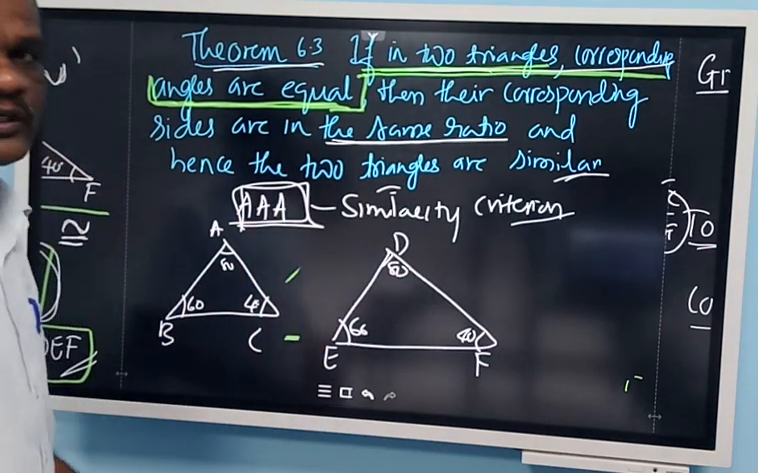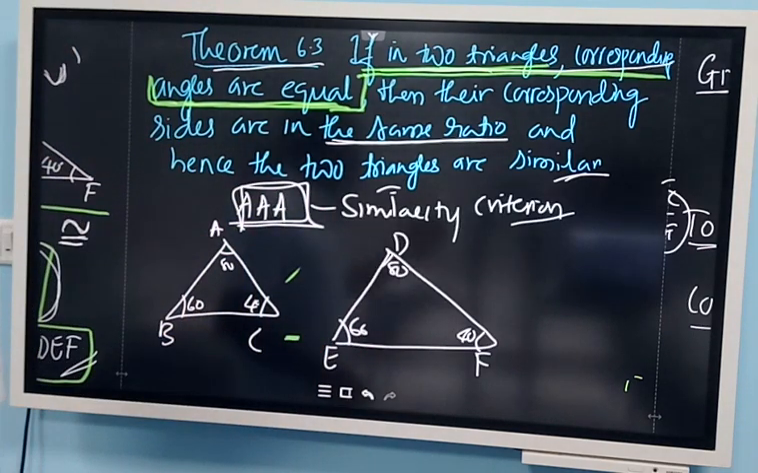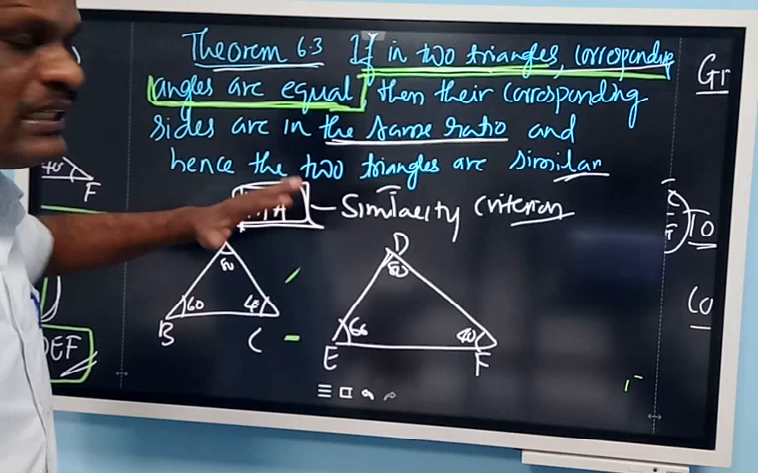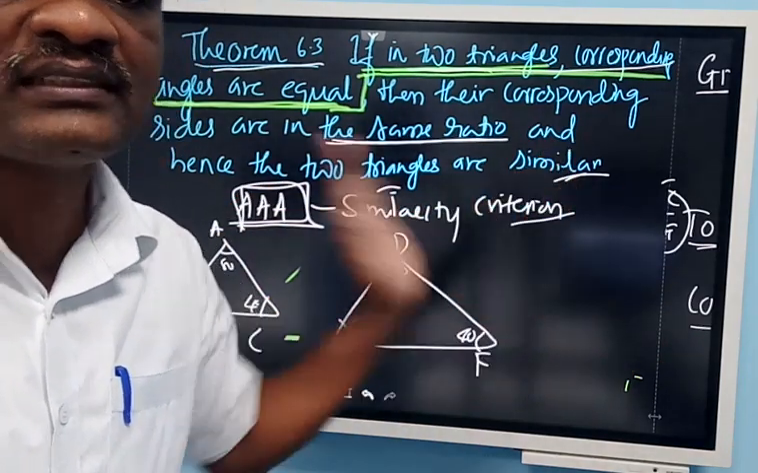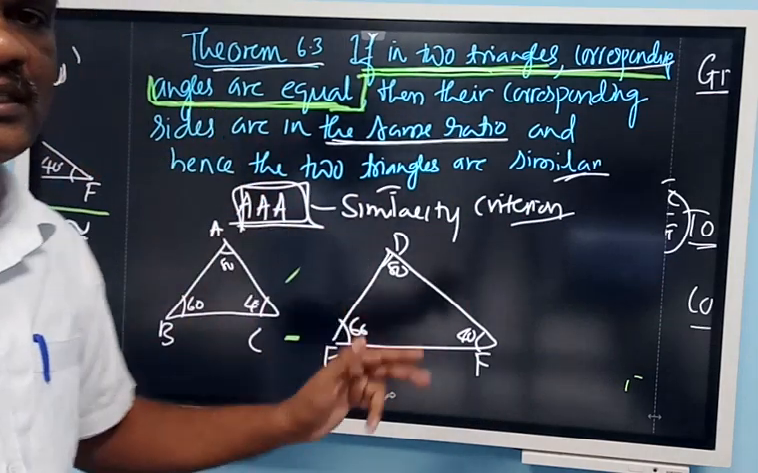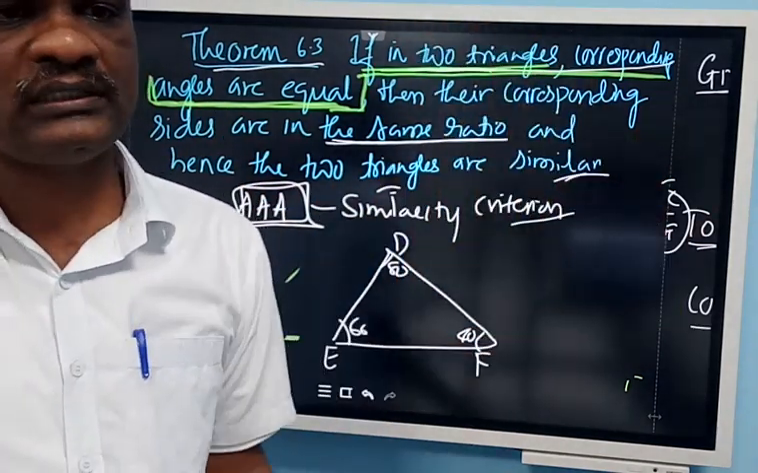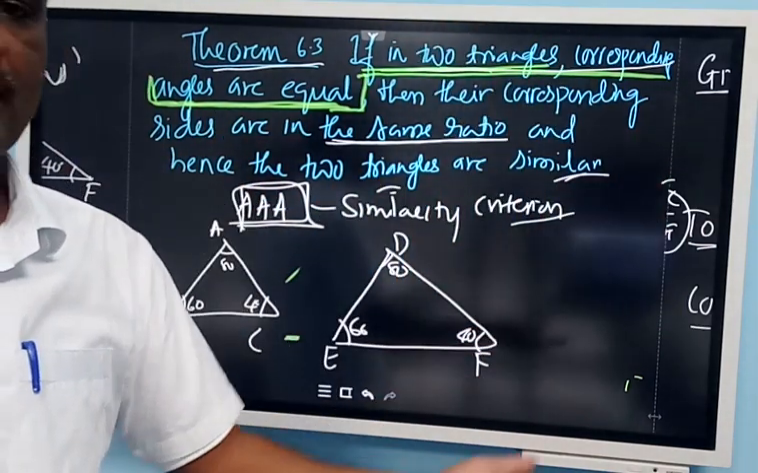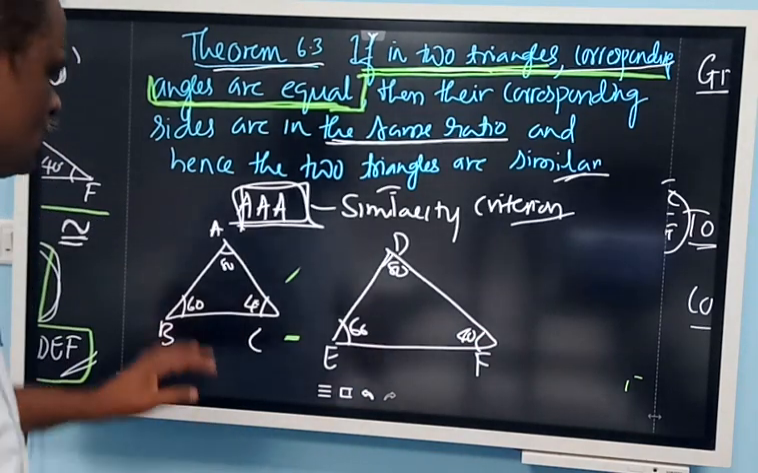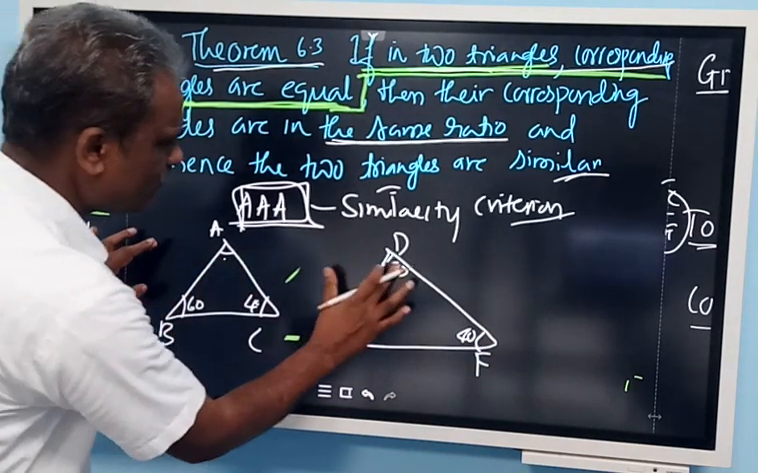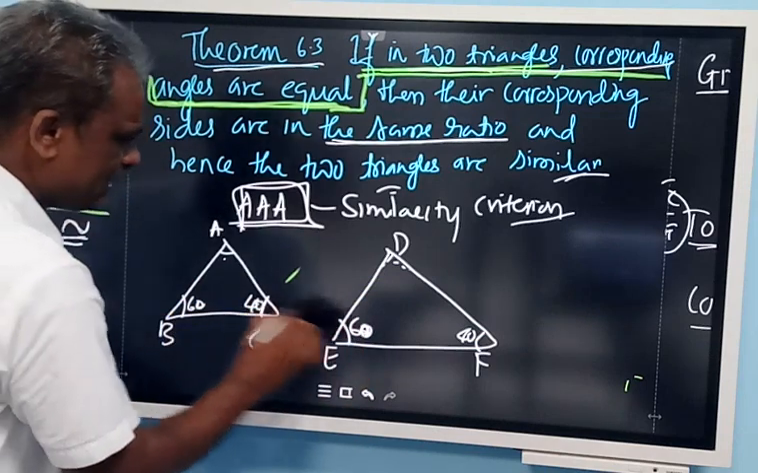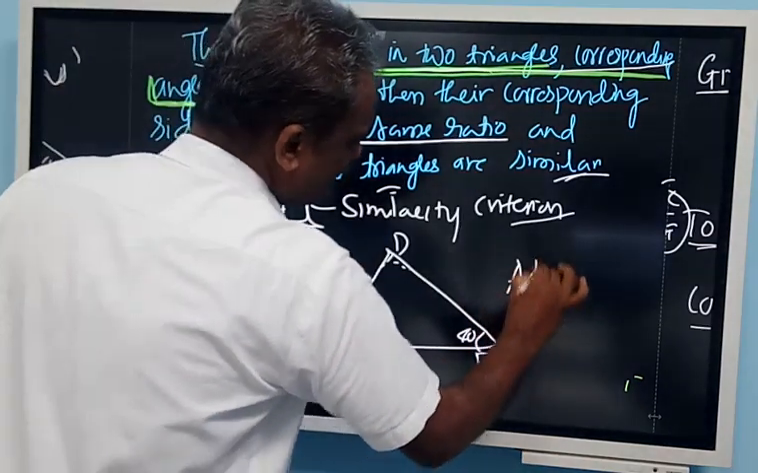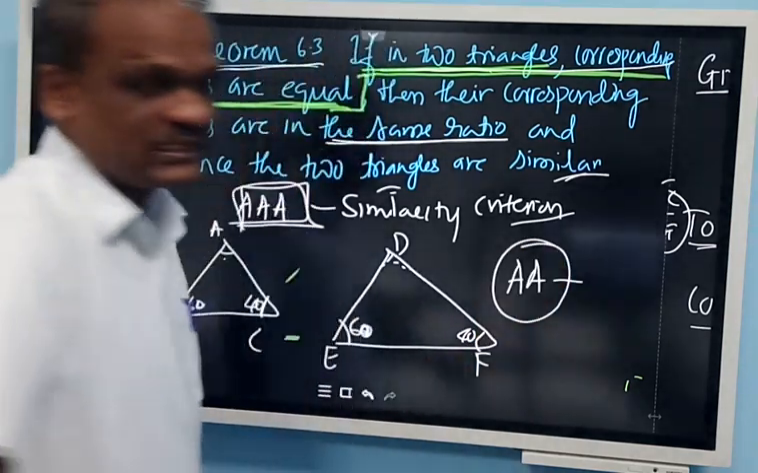Based on that, you can write the sides are in the same ratio, then the triangles are similar. So if three angles of one triangle are equal to three angles of another triangle, then the two triangles are similar. But it is not necessary to show all the three angles of one triangle are equal to all the three angles of another triangle. Just show these two angles, enough. Just show this is 60 degrees, this is 60 degrees, this is 40 degrees, this is 40 degrees. AA similarity is enough.